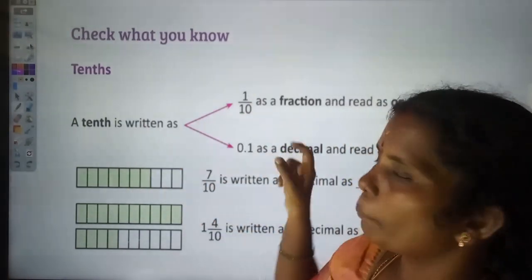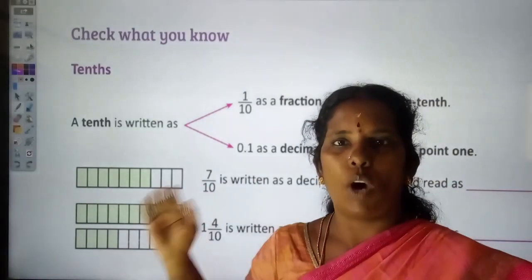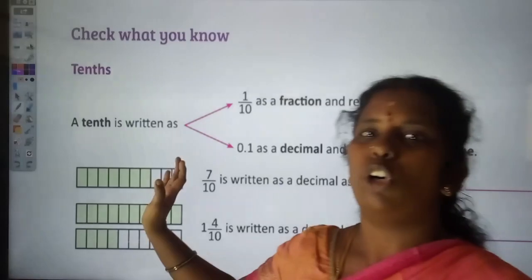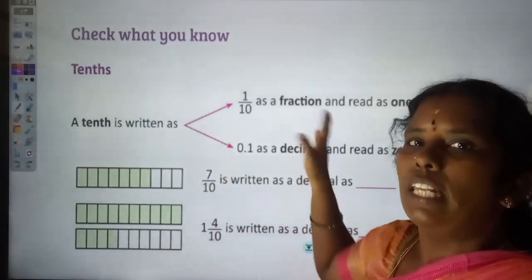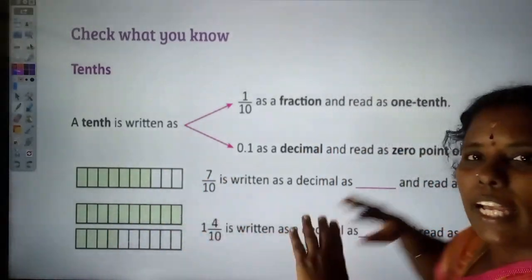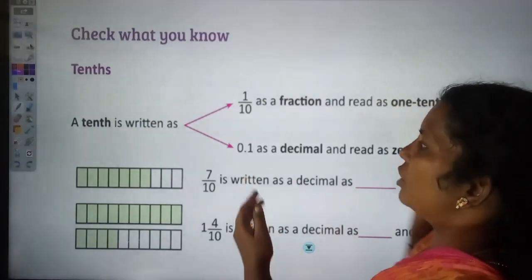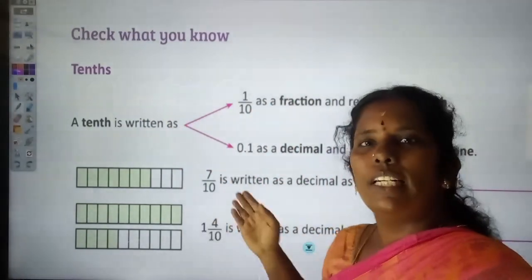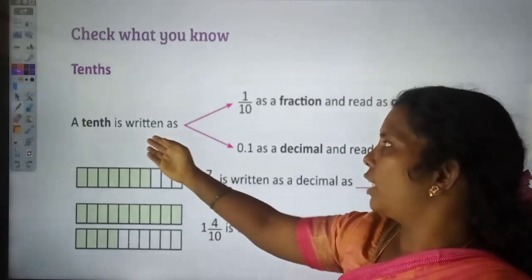In the place value chart, we have ones, tens, hundreds, thousands. These numbers are all in the whole number part, that is, on the left side of the decimal point. On the right side of the decimal point, you have tenth, hundredth, thousandth like that. You have already learned about this tenth in grade 4, children.